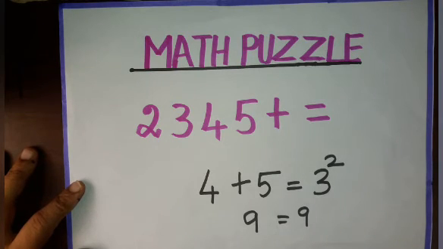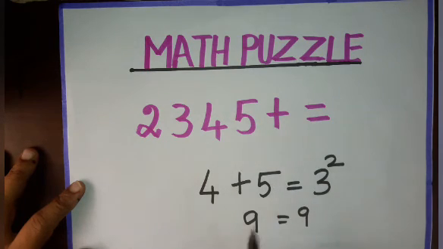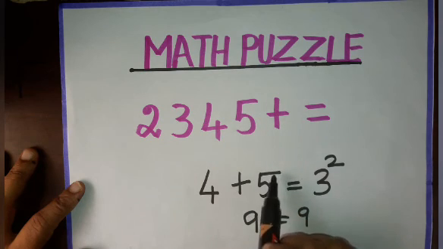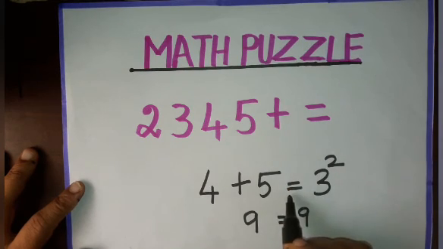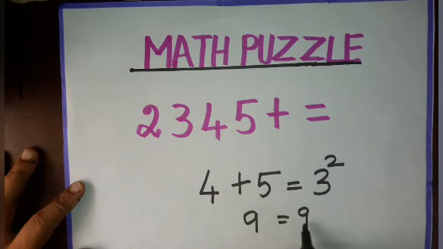Now, we will find the answer for this puzzle. As I told you already, students, you have to use this number and the symbol to make a true equation. Did anybody find the answer for this puzzle? I think many of you might have solved this puzzle. Anyhow, I will explain how to solve this puzzle. I have used the numbers 4 and 5 as well as the sign plus. 4 plus 5 is 9 and is equal to, now I am using these two numbers 2 and 3, 3 square. 3 square is 9. Now 9 is equal to 9.